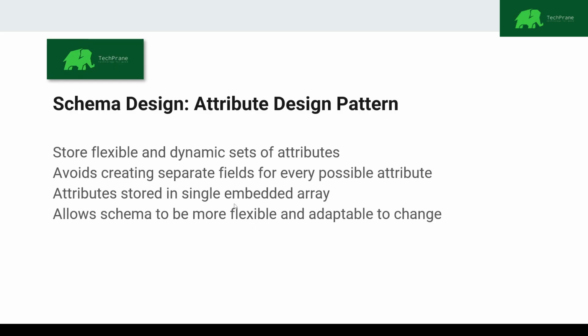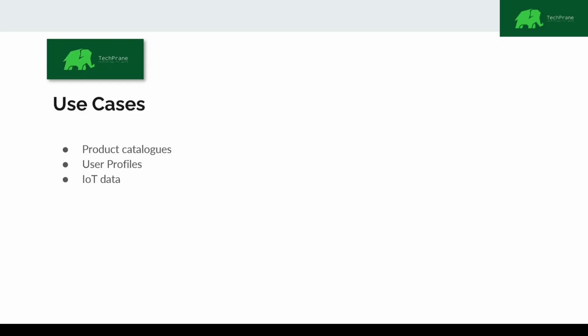So where can we find the attribute design pattern being used? It will be common in things like product catalogs. Within a product catalog, you'd like to store information or specifications about the various products. Also, you could find it in a database that stores user profiles. Each user might have a different set of features, i.e. profile information. You could also find the attribute design pattern useful if you handle IoT data, where a sensor might send different types of data over time, and this data needs to be stored dynamically.